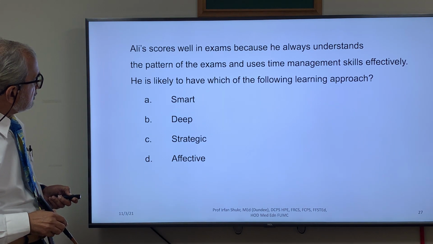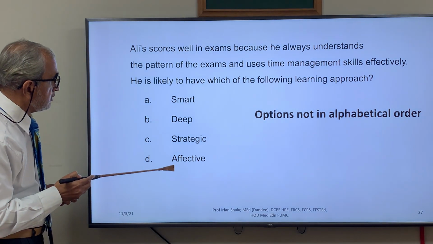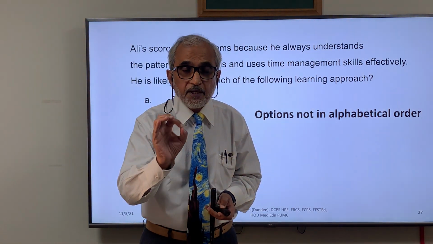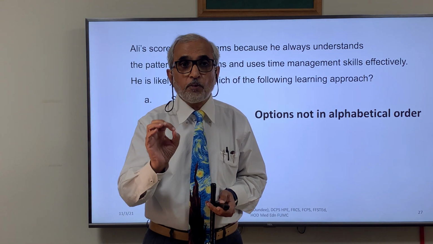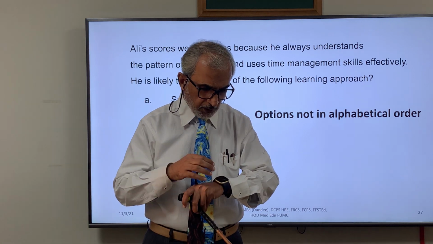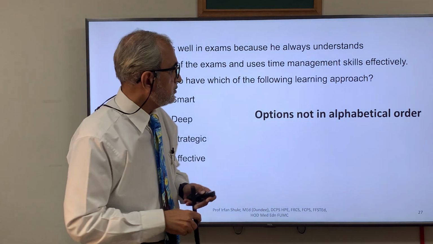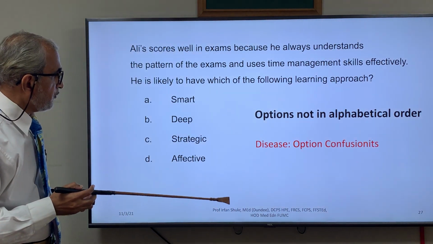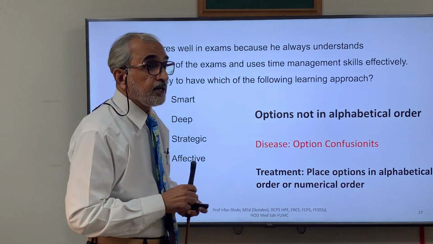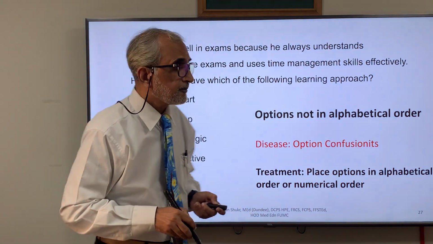What is wrong with this? Oh, yes. Options are not in alphabetical order. Somehow or the other, the normal tendency is the people like to keep the correct option in the middle. That is how the brain works. Or what they do is they make the correct answer longer. So therefore, place options in alphabetical order or numerical order. This way, a randomization is made in an excellent way.